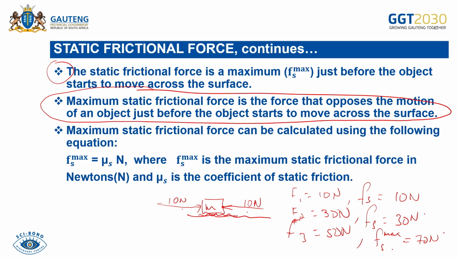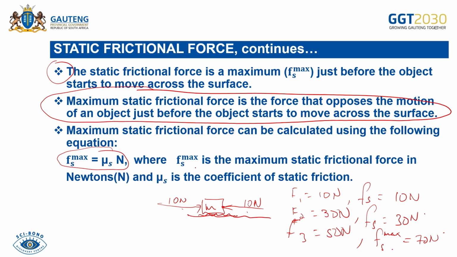Just before an object starts to move, we have what we call the maximum static friction, which is the force that opposes the tendency of motion of a stationary object, right? Just before an object starts to move. So that is the maximum static friction. And we can calculate this maximum static friction. How do we calculate it? It's Fs max equals mu s n, all right?